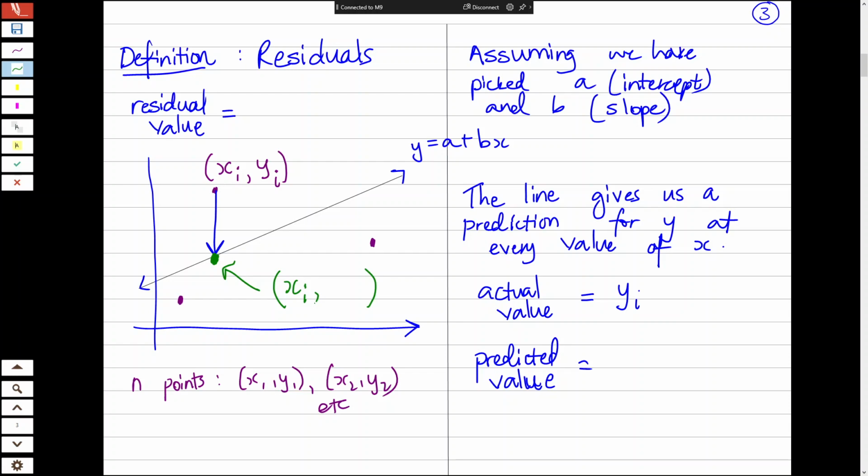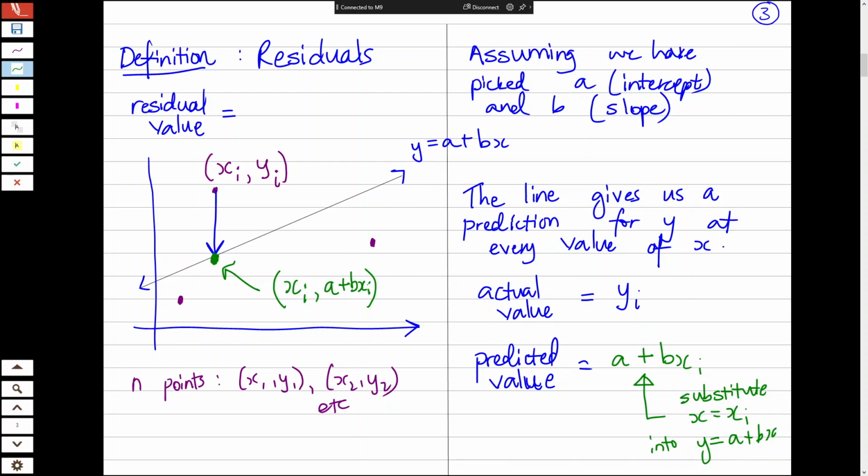We need to use the S word, substitution. Okay, so I'm just going to give it to you. If you're not sure where this came from, you substitute x equals xi into y equals a plus bx. So I've changed x to xi. So the coordinates of this point are a plus bxi. Is that okay?